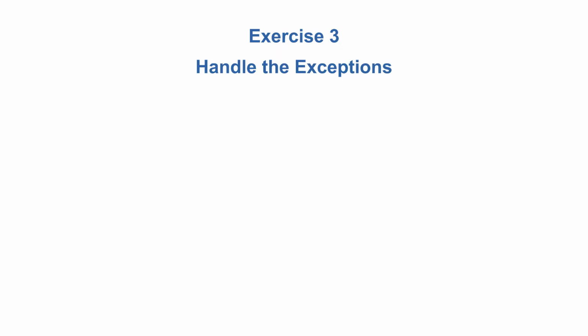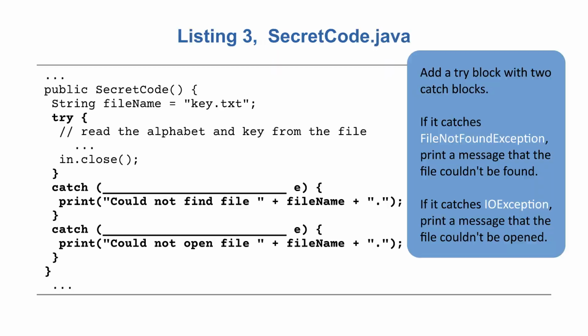Exercise 3. Handle the exceptions. Add a try block with 2 catch blocks. If it catches file not found exception, print a message that the file couldn't be found. If it catches IO exception, print a message that the file couldn't be opened. Run it. What happened? It should have printed the message that it could not find the file key.txt.